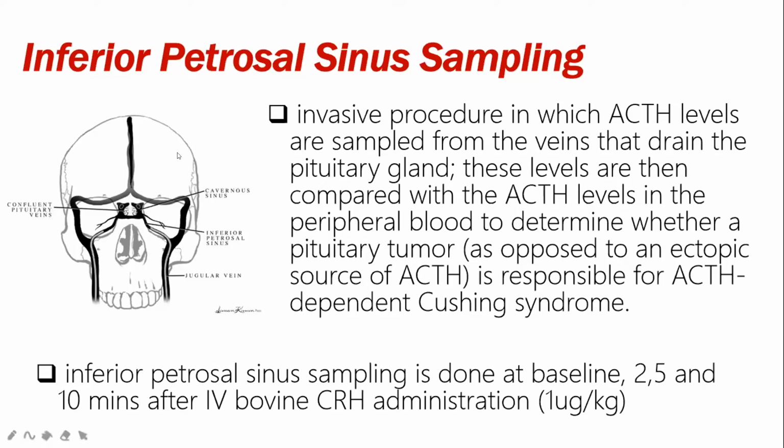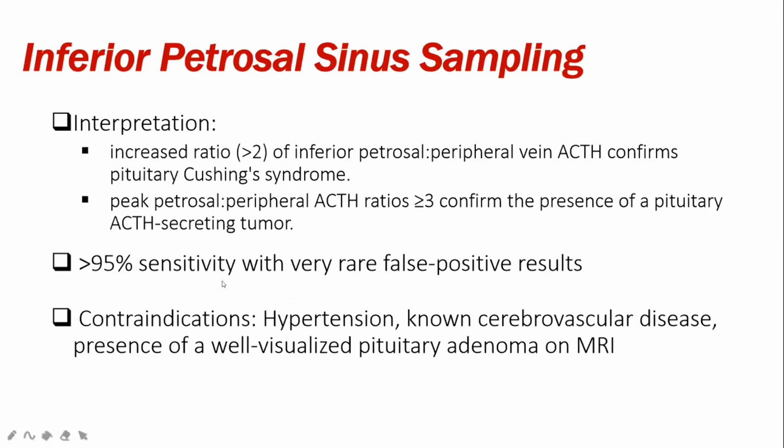So actually what we do here is we insert a catheter via the common femoral vein, and then we advance it to the inferior vena cava, then to the superior vena cava until we reach the jugular vein, and then going to the inferior petrosal sinus already, which is the major venous drainage of the pituitary. So we get there, we sample blood from there. Then how do we interpret? So an increased ratio of inferior petrosal to peripheral vein ACTH would confirm pituitary Cushing syndrome.